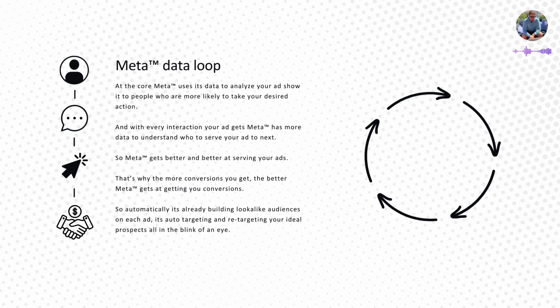So Meta gets better and better at serving your ads. And that's why the more conversions you get, the better Meta gets at getting you conversions. So it's really automatically just building lookalike audiences on each ad and auto-targeting and retargeting your ideal prospects all in the blink of an eye.